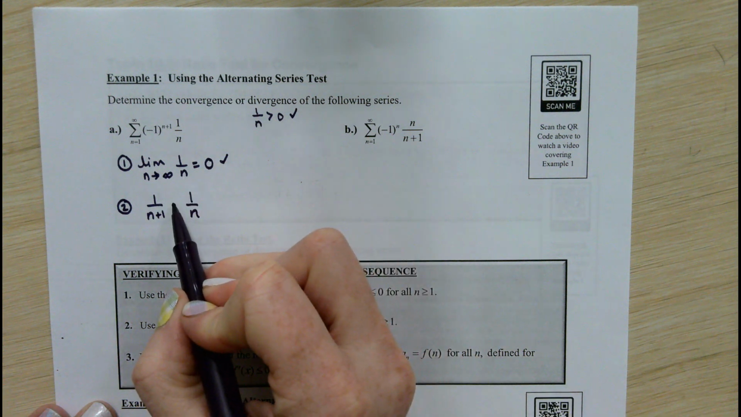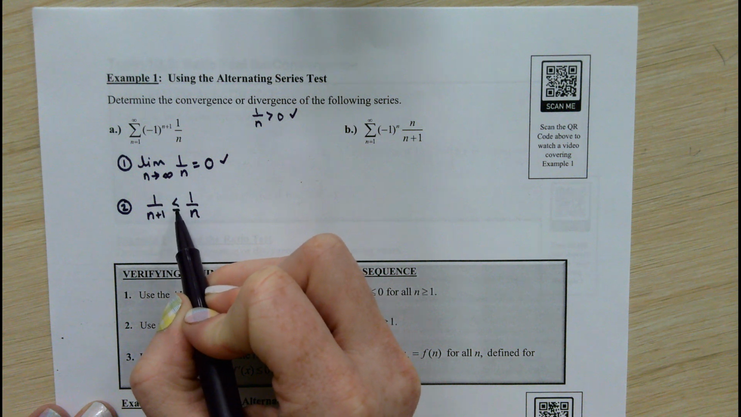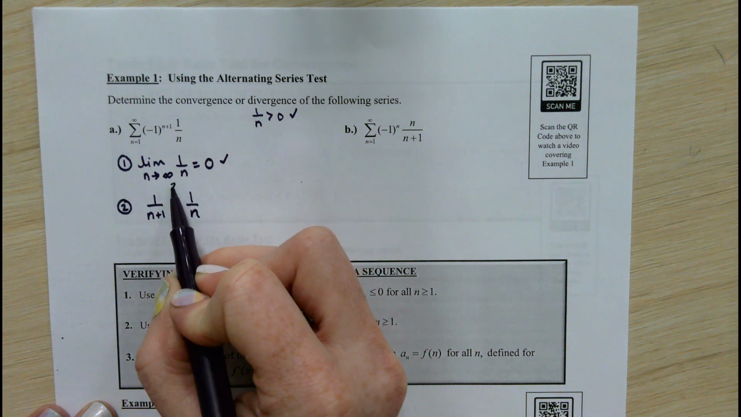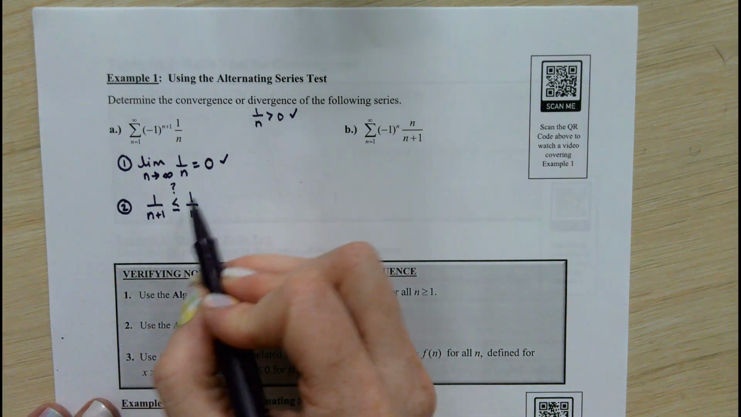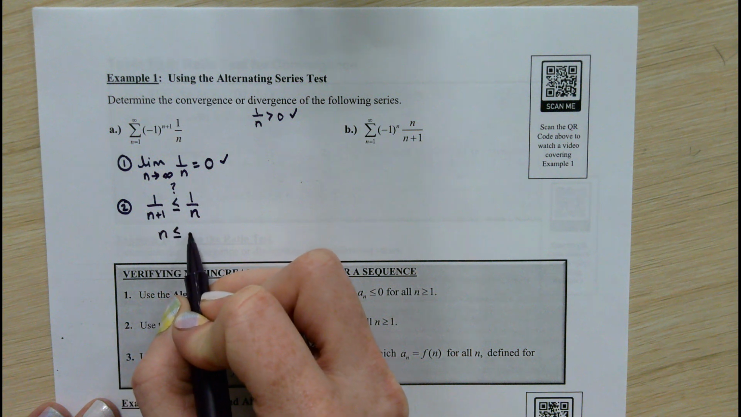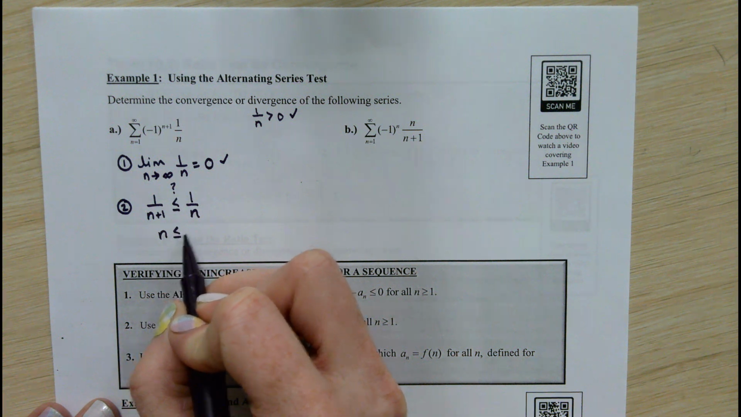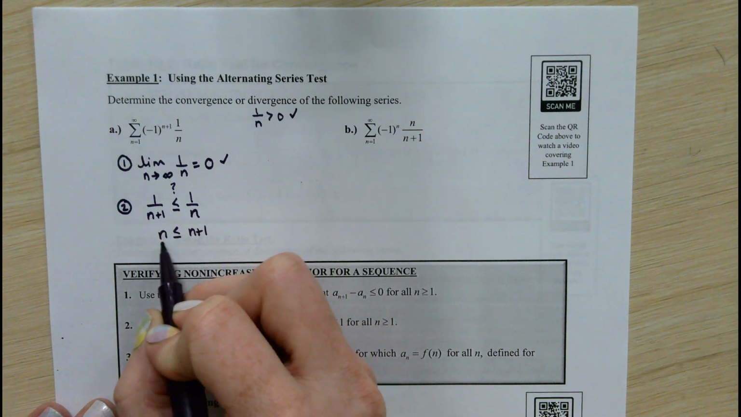And what we're trying to determine is whether or not the n plus 1 term is less than or equal to the nth term. So we don't technically know right now whether or not this is true, but we can do a quick little investigation, like a cross-multiply type deal. n is less than or equal to n plus 1 would be the result of that. And then I think it's pretty clear that that's true.